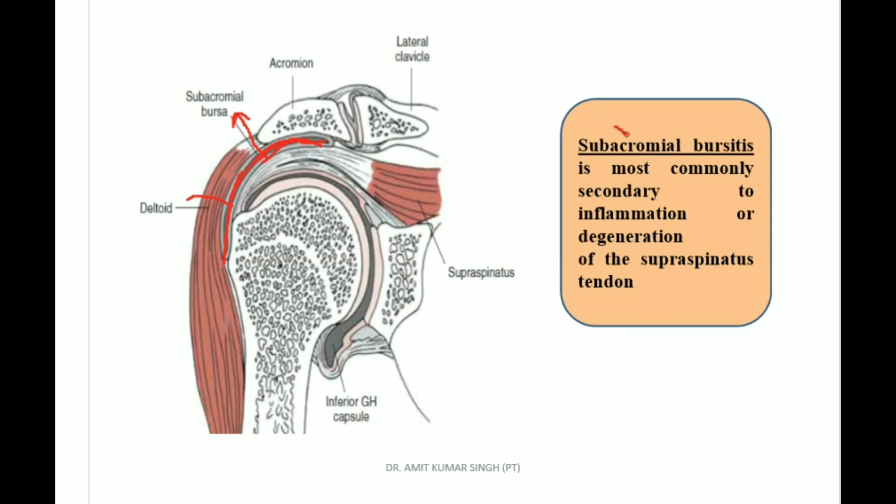Now what is subacromial bursitis? If the word itis is in any word, it means inflammation. So subacromial bursitis is inflammation of the subacromial bursa, and it is most commonly secondary to inflammation or degeneration of the supraspinatus tendon.